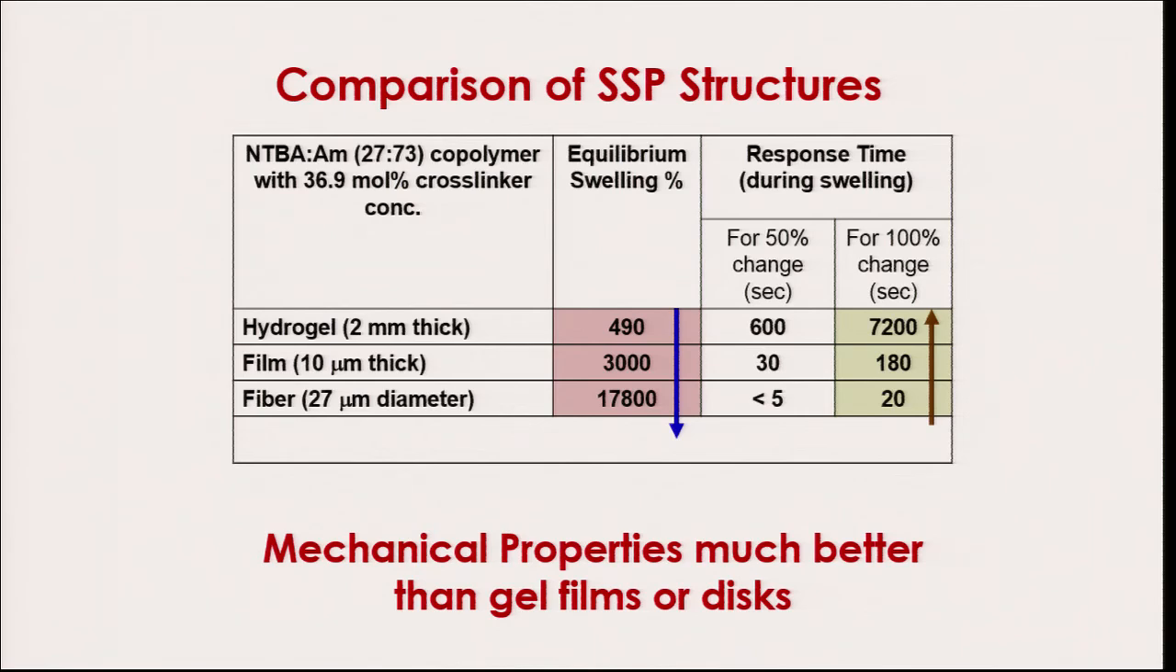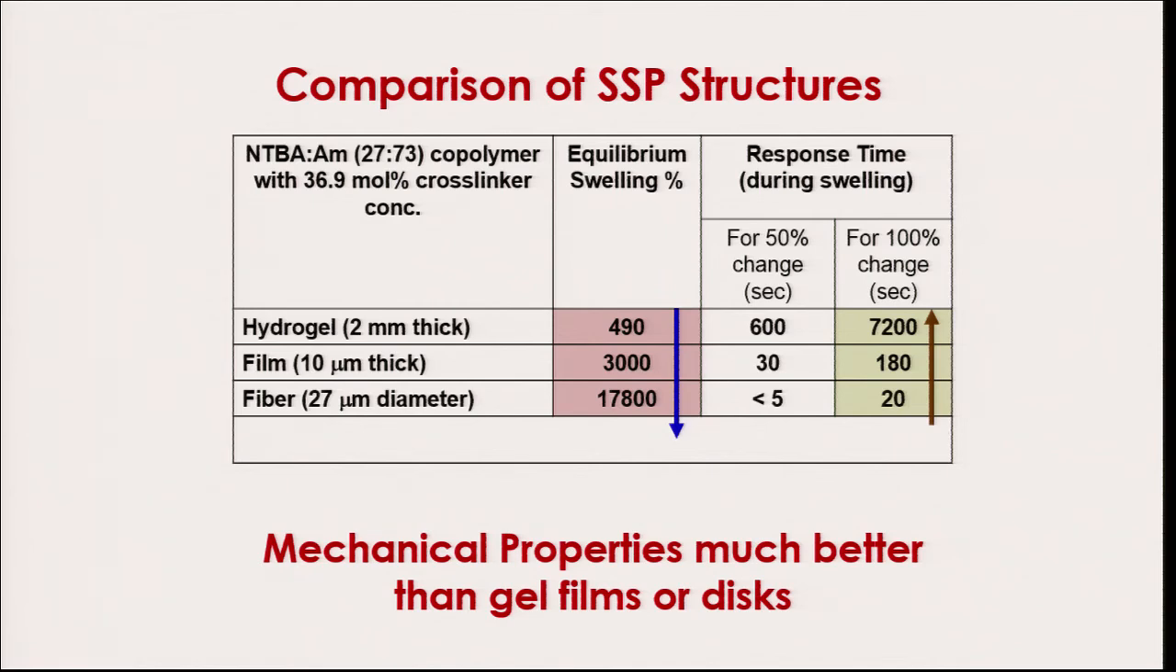As I was telling you before, if I look at the swelling behavior and response time of this fiber with a film sample or a hydrogel sample, you will be surprised to see that a fiber of diameter 27 micron swells to 17,800%, while a film of much lower thickness, that is 10 micron, only swells to 3000%. Whereas, a hydrogel of 2 mm disc swells only to 490%.